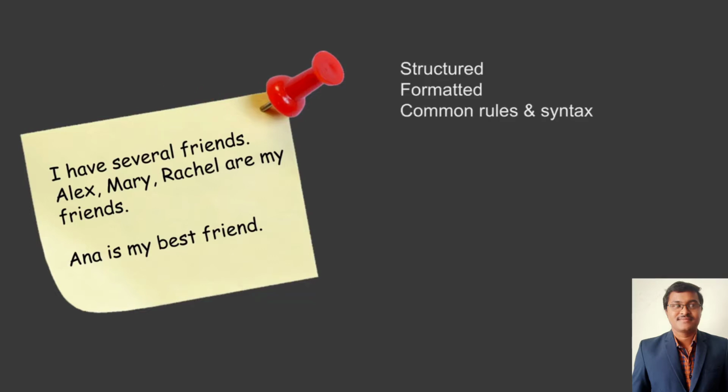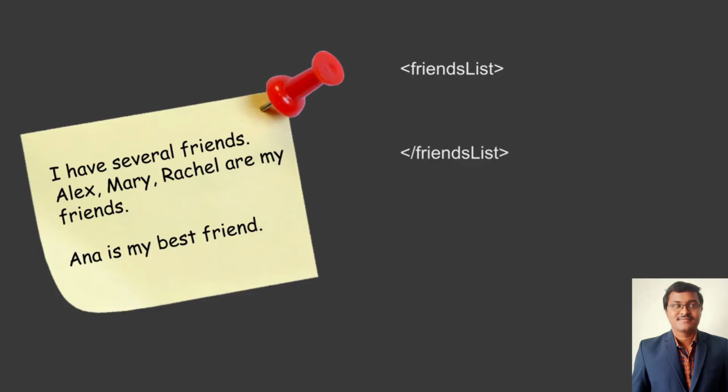So we need a more structured, a more formatted way, and we need to exchange data using some common rules and syntax. Let us now try to convert this message into a more formatted and structured way. I have created a tag called friends list, and a tag comes inside angle brackets, and then I have also created an end tag for friends list. So here is the start tag and here is the end tag.